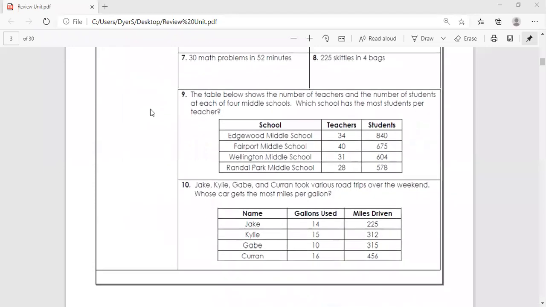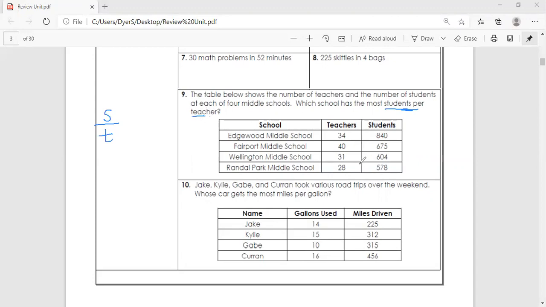All right, we'll just look at problem number 9. So still annotating. Let me draw. There we go. The table below shows the number of teachers and the number of students at each of the 4 middle schools. Which school has the most students per teacher? That means if we're comparing, we're going to have students per teacher. Even though in the chart it has teachers first and students second, we must look here, students per teacher.